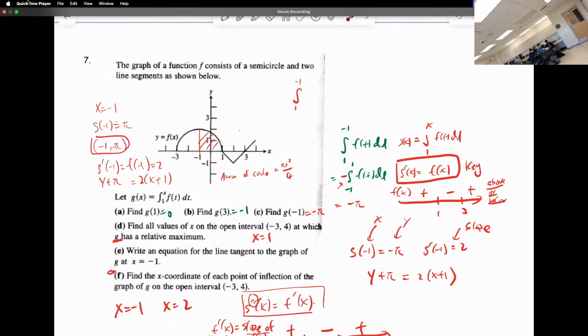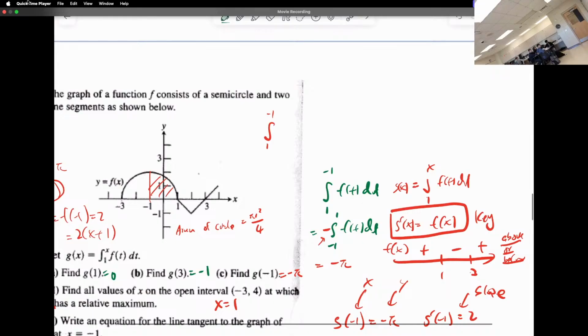Now for the final value, which is the relative maximum, a lot of people have that question. So again, I'll do a couple of times of this, then I kind of know what's going on. So that's equal to the integral of f(t) dt.